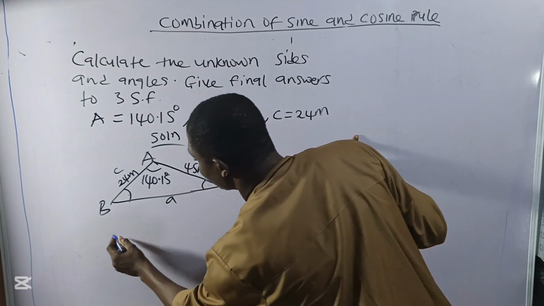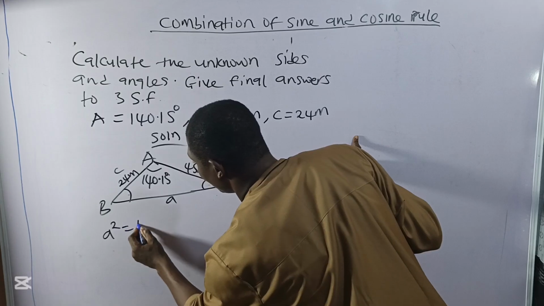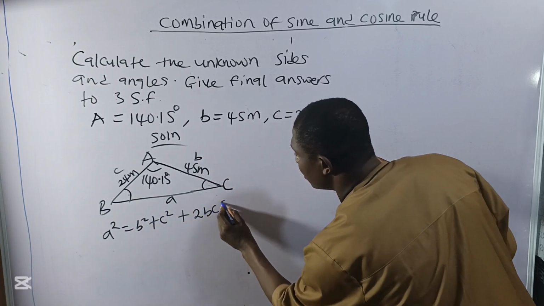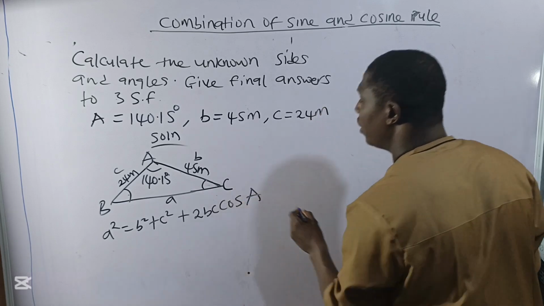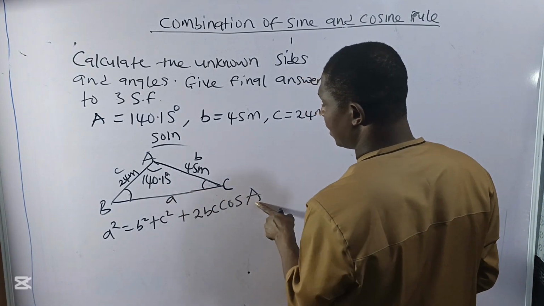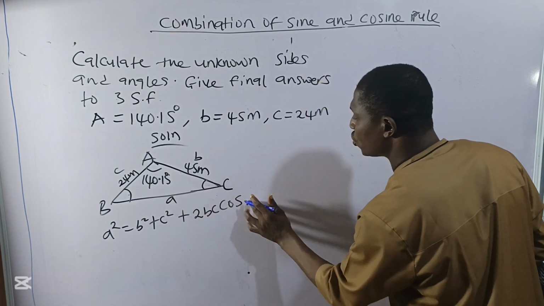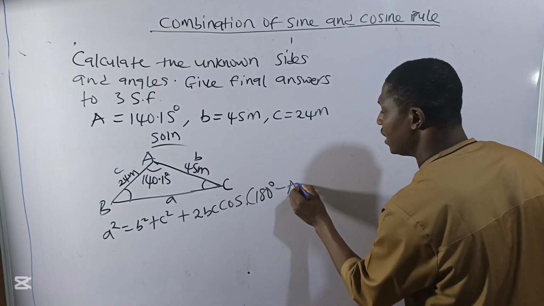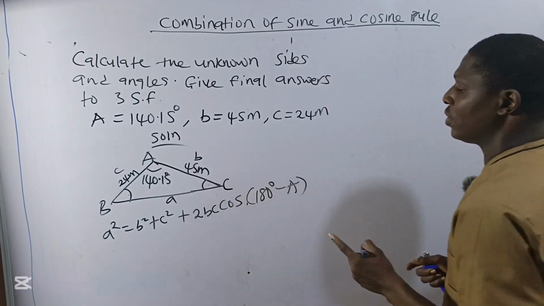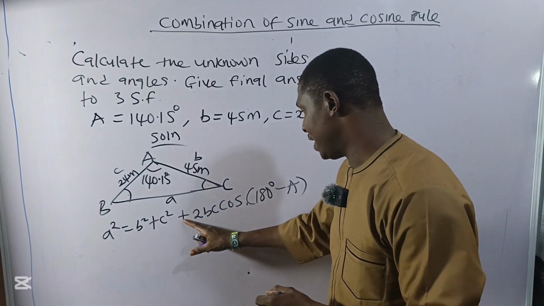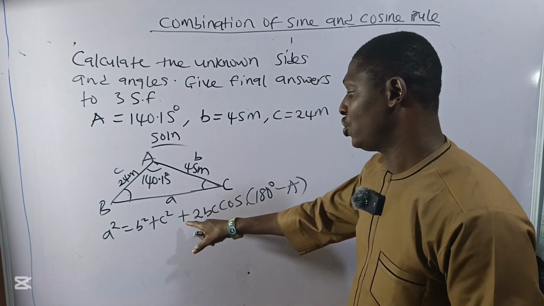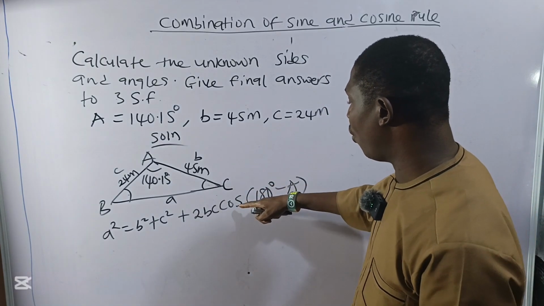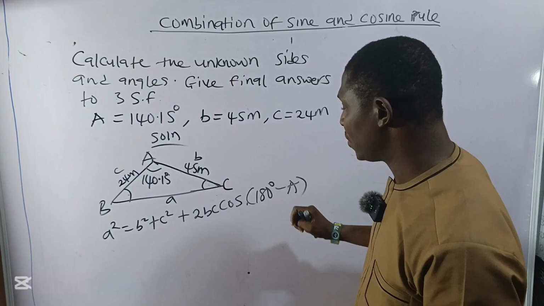To get our a, we simply use a squared equals b squared plus c squared plus 2bc, because of capital letter A. Why plus? Because the angle is greater than 90. So here it becomes, in brackets, 180 degrees minus the value of A. So here must be plus. You can decide to use minus here, but immediately you subtract 180, you must change it to plus, because it will carry a negative value, becoming negative cos A.